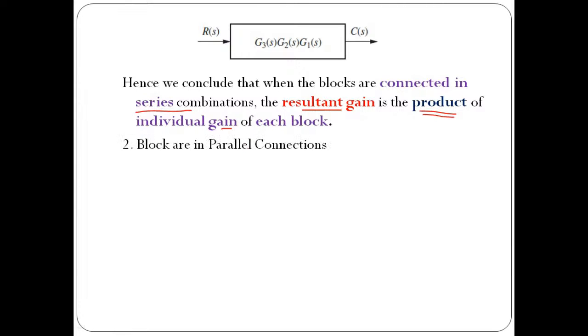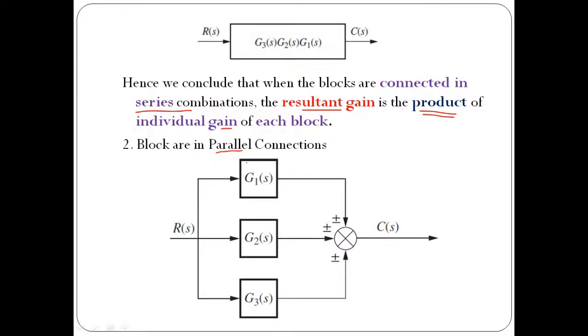So rule number 2 deals with the case where the blocks are connected in parallel configuration or parallel combination, then how to reduce them, that is important. Now this figure indicates that we have three blocks, block number 1, block number 2, and block number 3, and all are connected in parallel configuration.